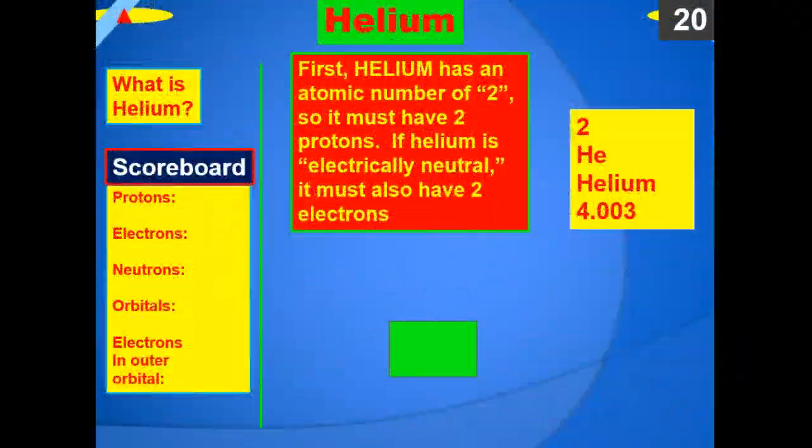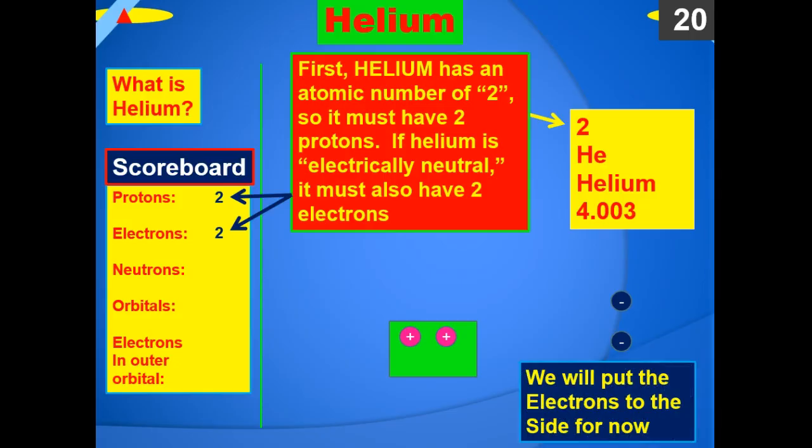Okay, let's move on to the next one on the periodic table. That's helium. So first, helium has an atomic number of 2, so it must have 2 protons. That's what the atomic number tells you, and that's what defines it as helium. If it doesn't have 2 protons, it's not helium. So this one does, it has 2 protons. So if helium is electrically neutral, it must also have 2 electrons. So we can go ahead and we can fill in our proton and our electron rows on the scoreboard over there on the left. We have 2 and 2 for each of those. All right, and we'll go ahead and place those protons in there. And we'll put the electrons off to the side until we're ready to place them in the orbitals.